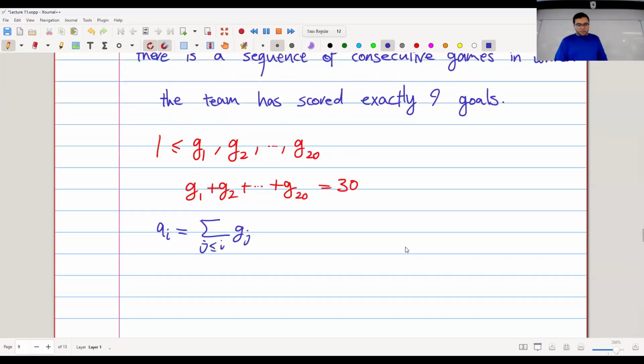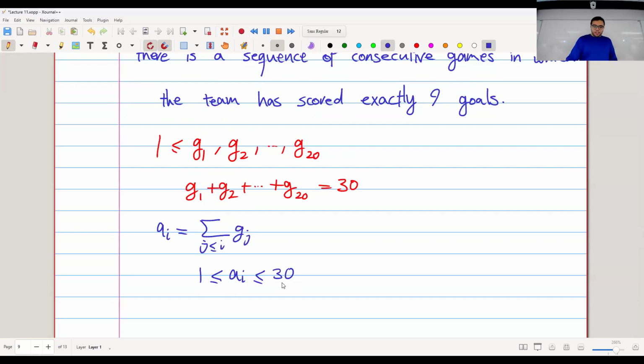Now, what do I know about the Ai's? Again, I know that they are at least 1, but I know that they are also at most 30. Okay. So how many Ai's do I have? I have only 20. But how many values can they take? They can take 30 different values. So at this point, it seems like I'm not quite ready to apply the pigeonhole principle yet.